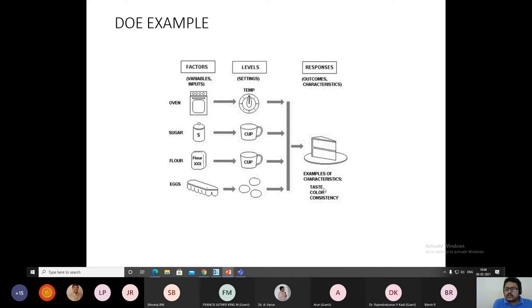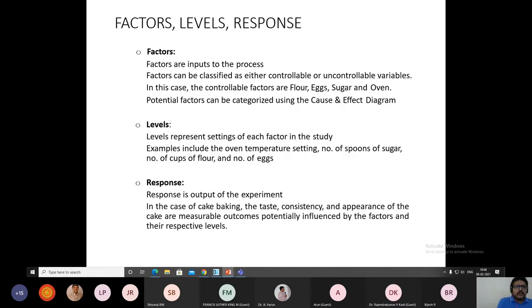So based on the responses, you will get an idea of which one is giving the best, and what the combined effect of these factors and levels is. Like that, we can take a practical example of a cake or a cup of tea, and you can correlate them for DOE, how the factors and levels will help. Yeah. So what are factors, levels, and responses?